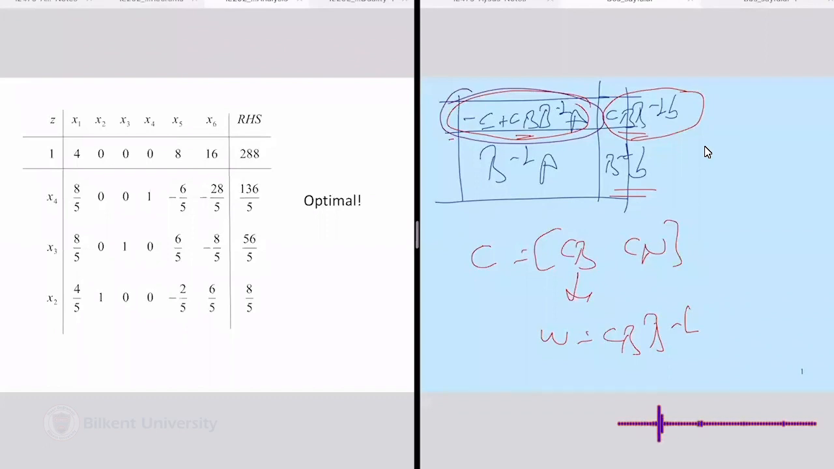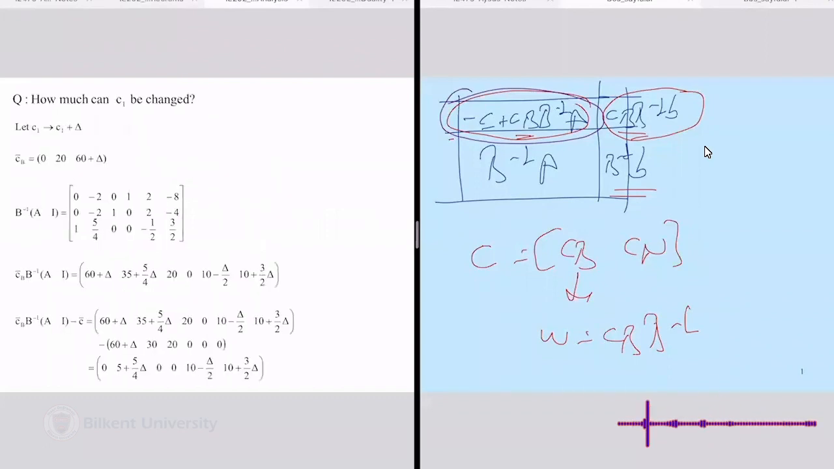Okay. Now, how much can C1 be changed? X1 is a basic variable, right? So the change in C1 will affect all of my row 0. So you have to compute CB tilde B inverse A minus C tilde with the real new C1. That's what's being done in here. So C1 becomes this, CB becomes this.